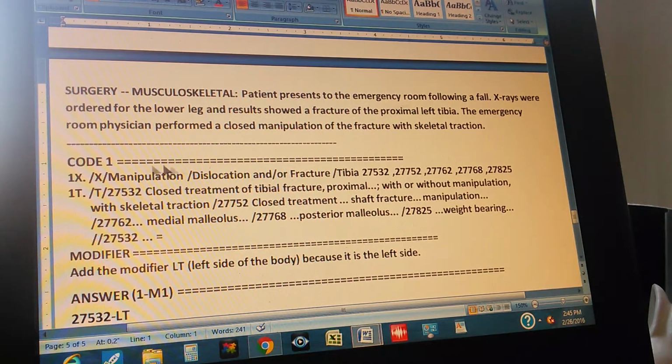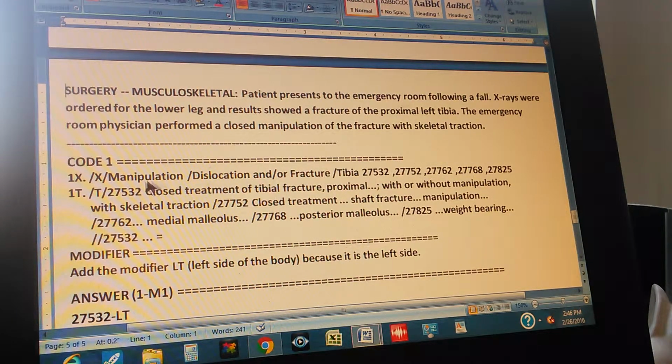There's only one code, and the code through the index is found like this. First you go to the index. Then you go to manipulation. Then you go to dislocation and/or fracture. And we have a fracture, that's why we choose that. And then we go to tibia, and you get how many codes? You get 5 codes. Those are the codes that you get.